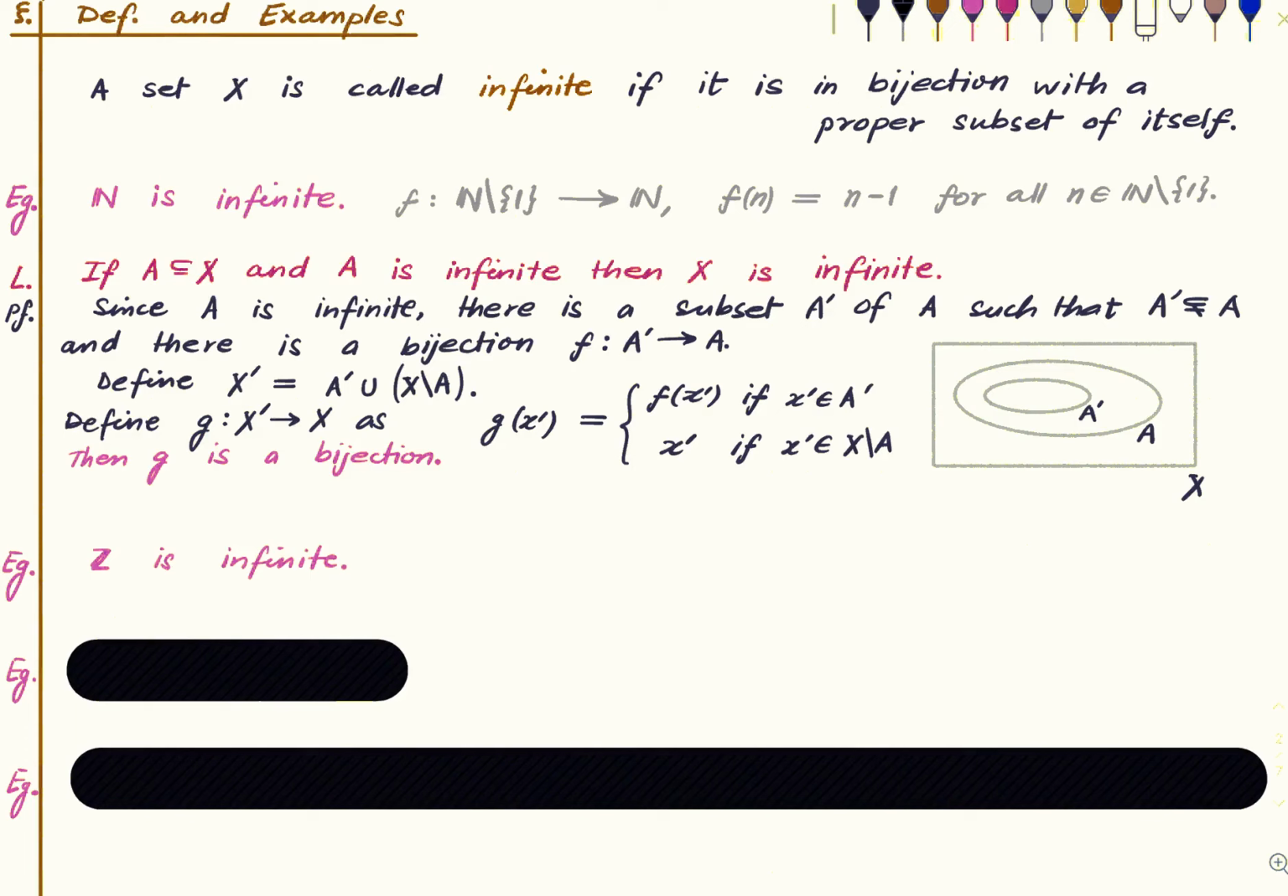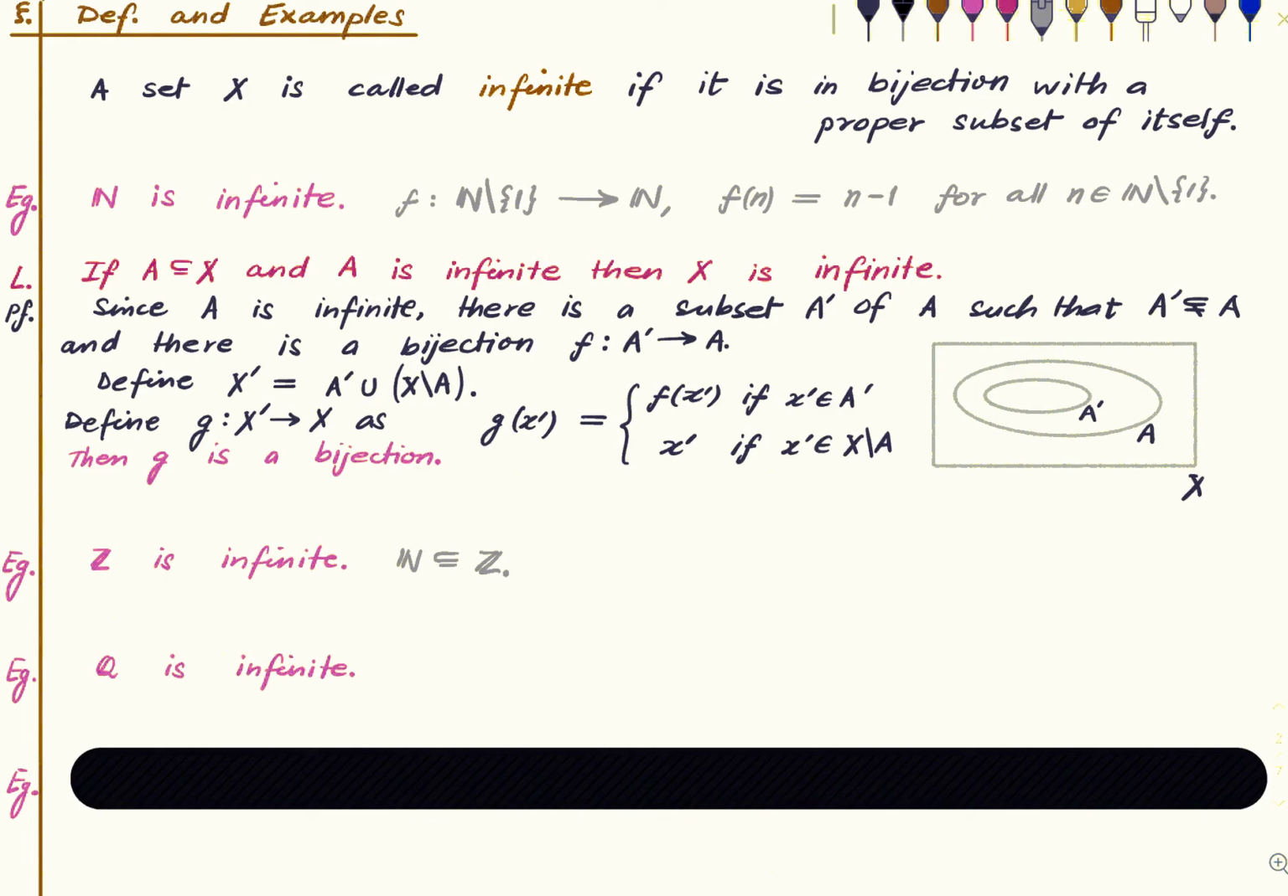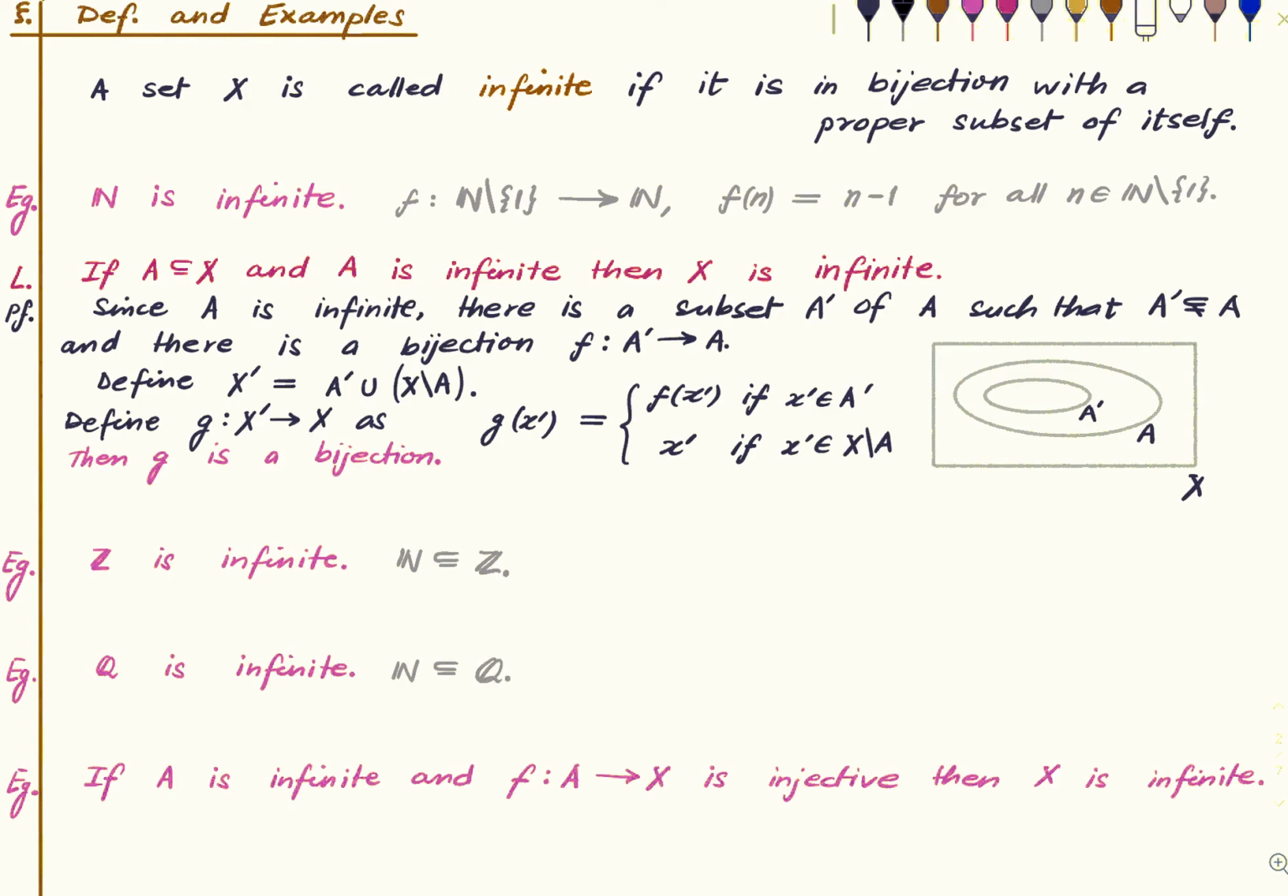So this allows us to say that the set Z of all the integers is also infinite because it contains the set of natural numbers. We just showed that natural numbers are infinite, and anything that contains an infinite set is also infinite, and therefore the set of integers is infinite. Similarly, the set of rationals is infinite because rationals also contain natural numbers. So that's that.